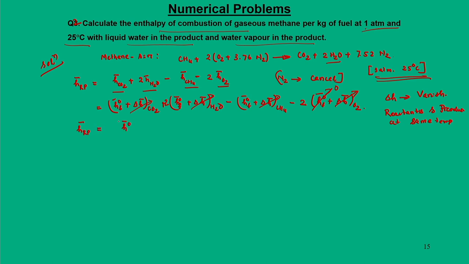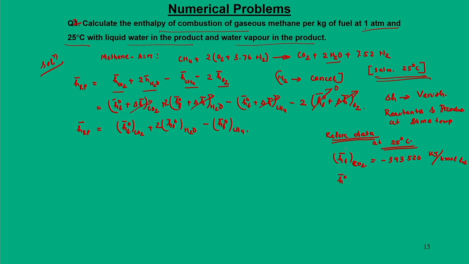Each: H bar f0 CO2 plus 2 times H bar f0 H2O minus H bar f0 CH4. We have to refer to the data, which has to be referred at 25 degree centigrade. So that number for H bar f0 CO2 we can write as minus 393520 kilojoule per kilomole fuel.